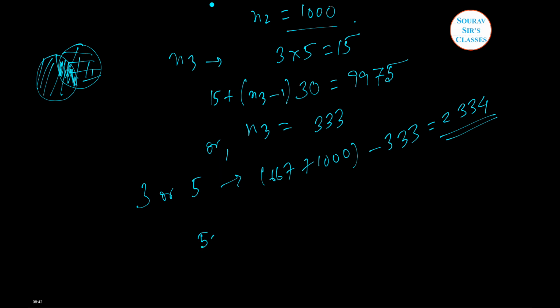So the number of odd numbers which are neither divisible by 3 nor by 5 is, how many odd numbers are there? 5000, and these are the divisible ones. So 5000 minus 2334 equal to 2666. Hence the correct option is B.